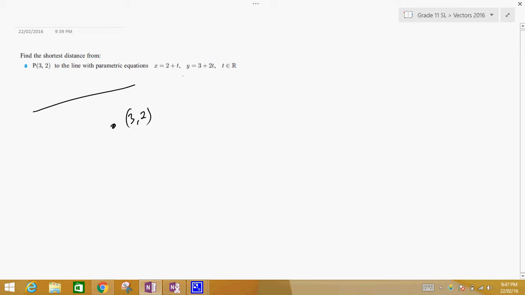I could change this parametric equation into a vector equation. So (x, y) is equal to (2, 3) plus t times (1, 2). And that's the equation of this line.